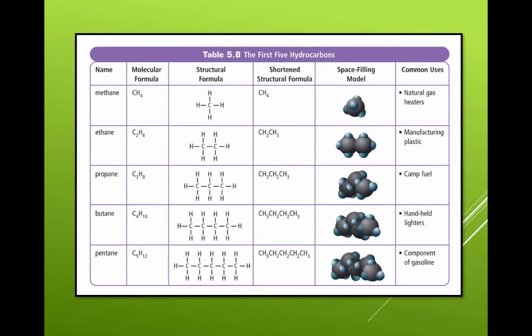All hydrocarbons are flammable. Methane is also known as natural gas. Propane is used in barbecues, and butane is found in gas cigarette lighters.